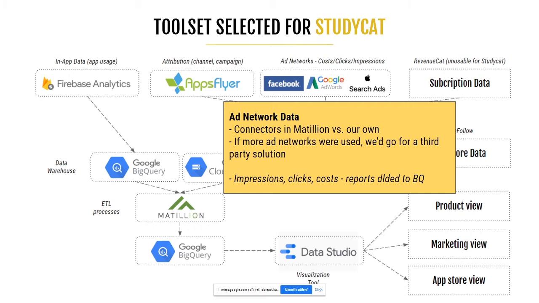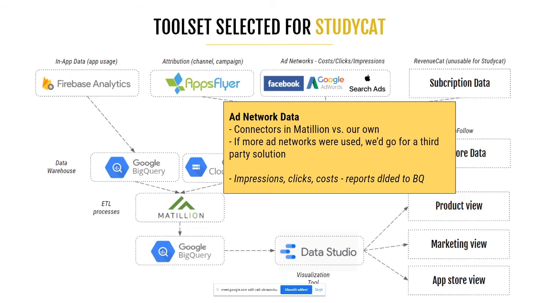For ad network data, that's obviously one integral part of marketing analytics. So for ad network data, we're once again connecting over APIs to the ad networks and downloading the data and dumping it on that one pile in BigQuery. We're using a combination of our own connectors and connectors that are already written in Matillion, which is an ETL tool that we're using. More on that later.